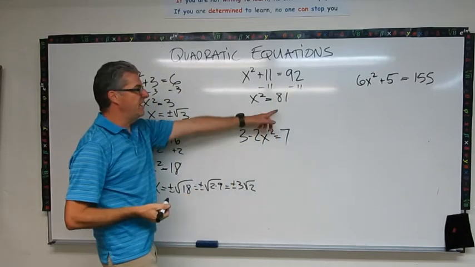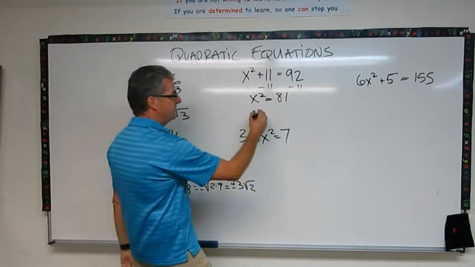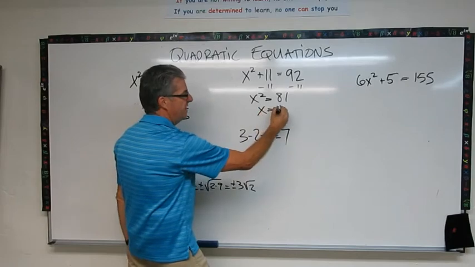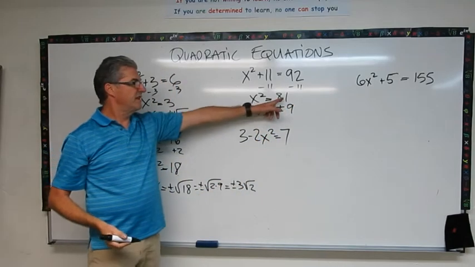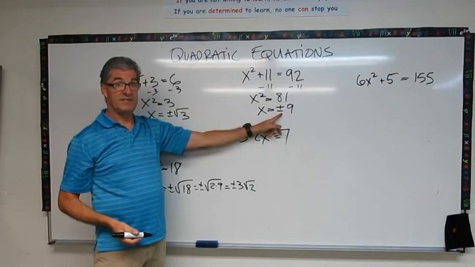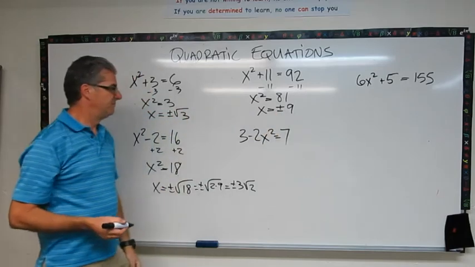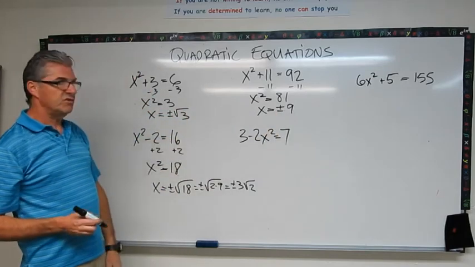This is a nice one. 81 is a perfect square. So take the square root of both sides. I'm going to get plus minus 9. So the square root of 81 is 9, but I have to remember my plus minus. So 2 solutions. This one's a little bit more tricky.